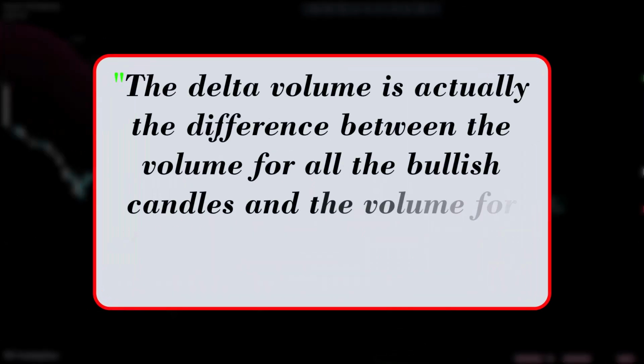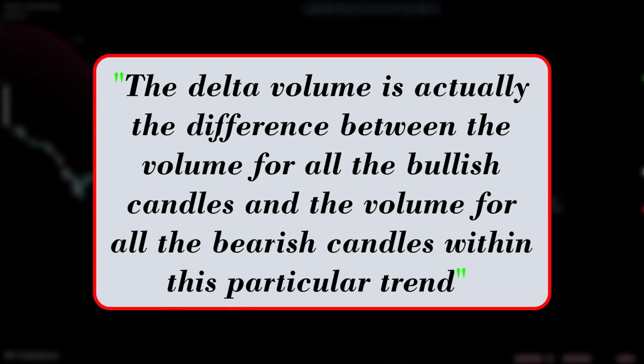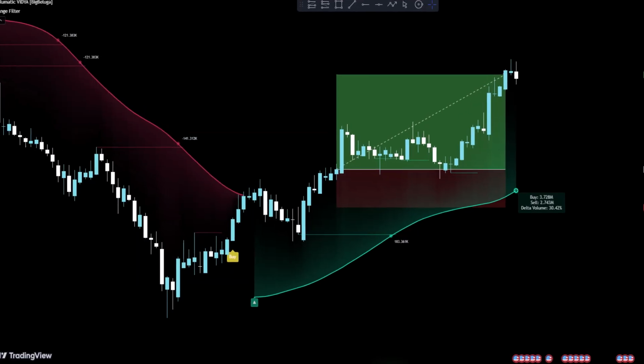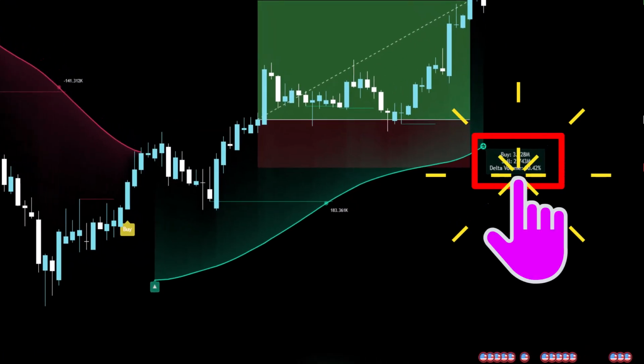The delta volume is actually the difference between the volume for all the bullish candles and the volume for all the bearish candles within this particular trend. Essentially, it takes the buy volume value minus the sell volume value and expresses it as a percentage.